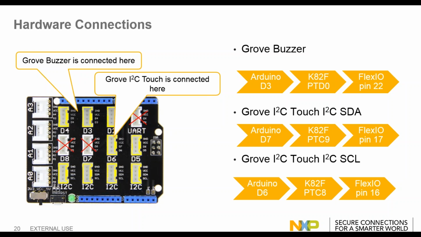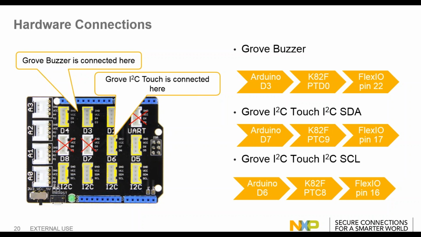So let's talk about the Grove buzzer. The signal that turns the buzzer on or off is Arduino D3. Looking at Arduino D3 in the schematic for the Freedom KD2F, this D3 signal is connected to PTD0 of the KD2F. And then looking at the KD2F pin multiplexing, we can see that this is actually FlexIO pin 22.